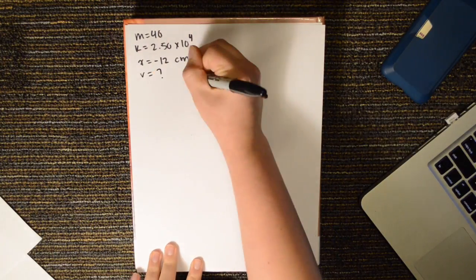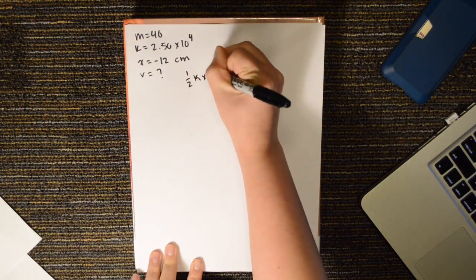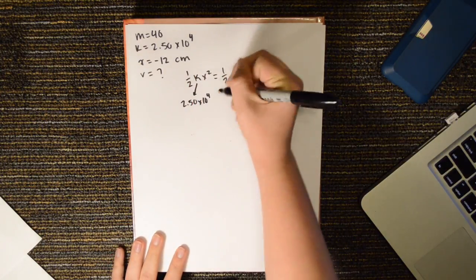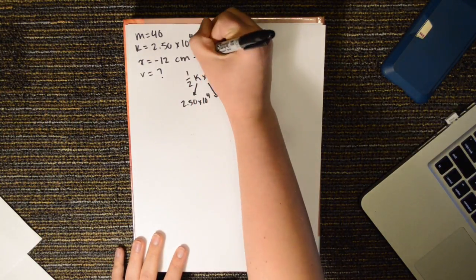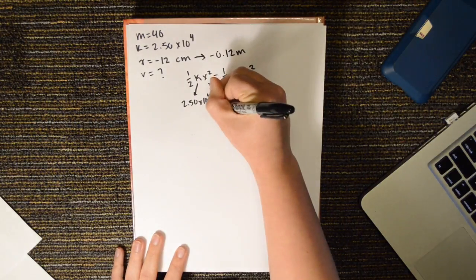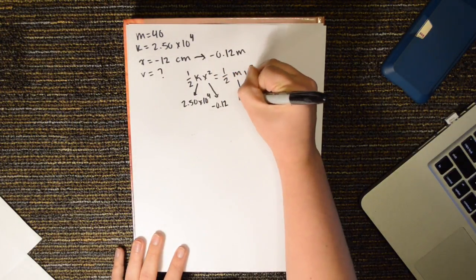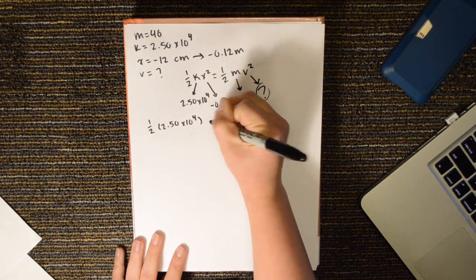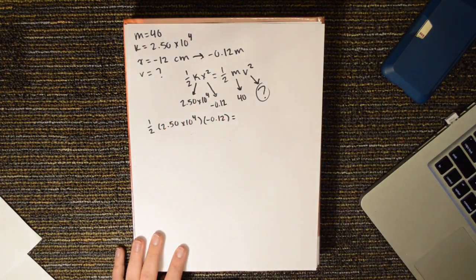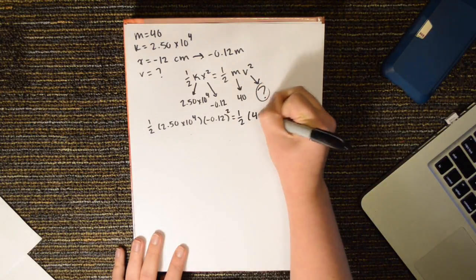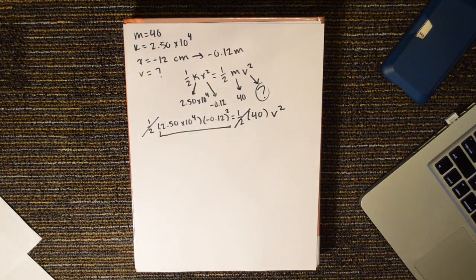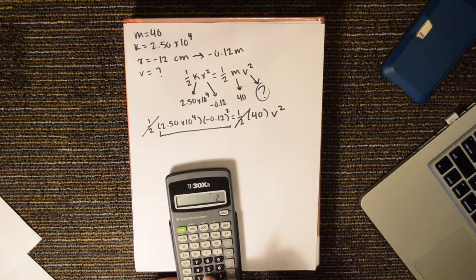We can start with our conservation of energy equation and plug in what we already know. Once you know what equation to use, it's very easy to plug and chug. We were given K, x, m, and we need to solve for v. This equation is helpful when considering conservative forces such as elastic force. Since we have a 1/2 on each side, we can cancel them out just to save us a little bit of time. Now let's bring out the trusty calculator.